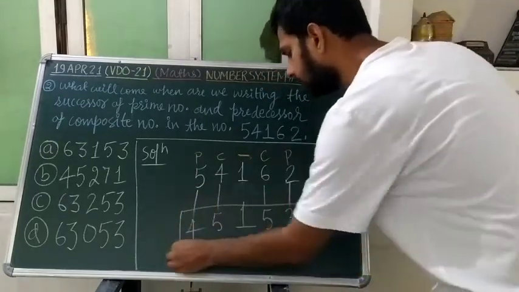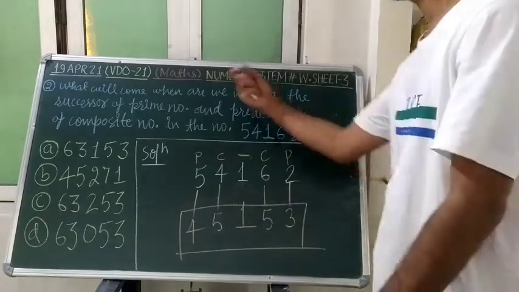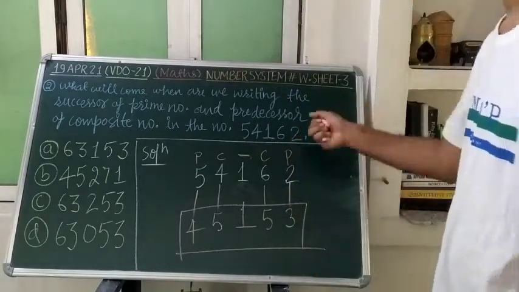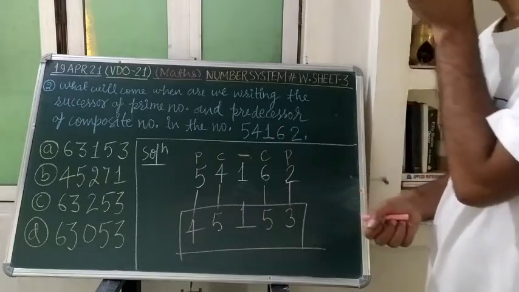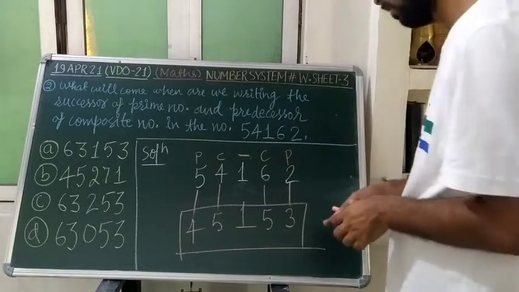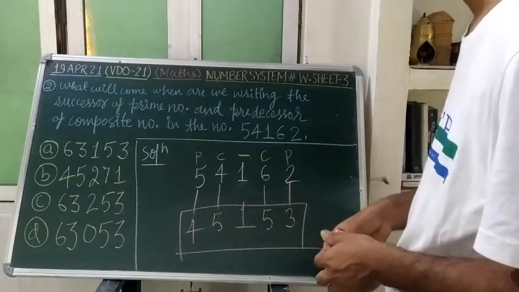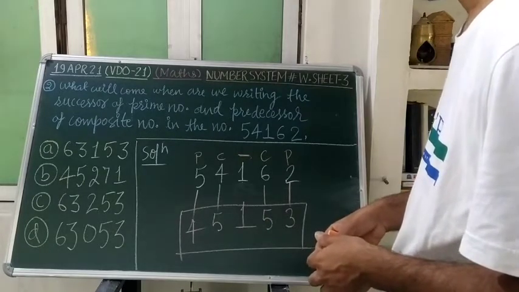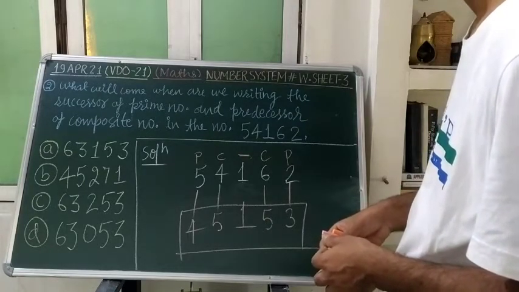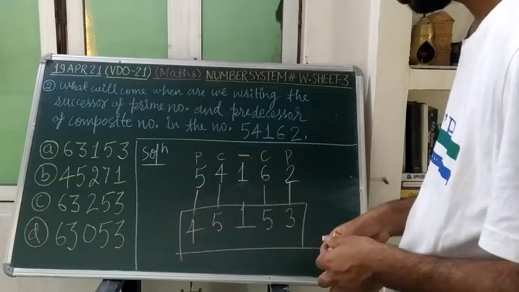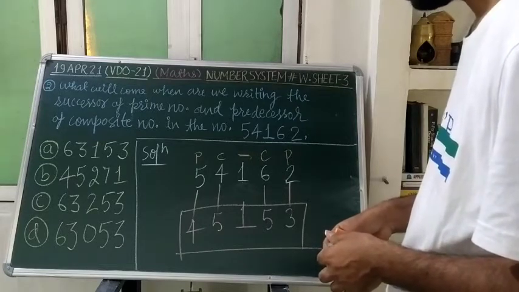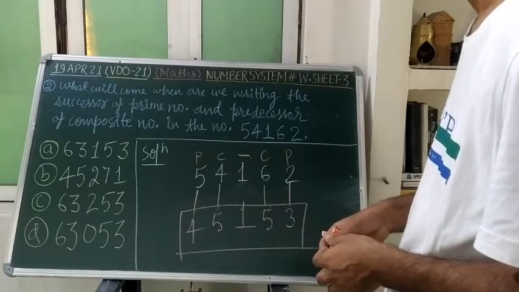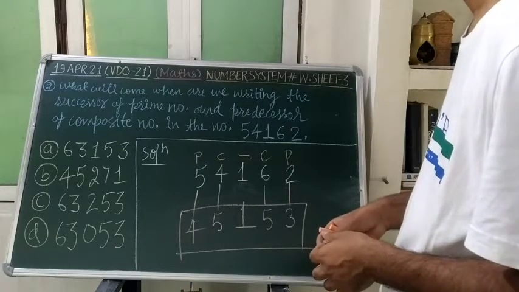Our number will become this after performing the task given in the problem. So which one is matching here? 4, 5, 1, 5, 3. 4, 5, 1, 5, 3. Predecessor of composite number.